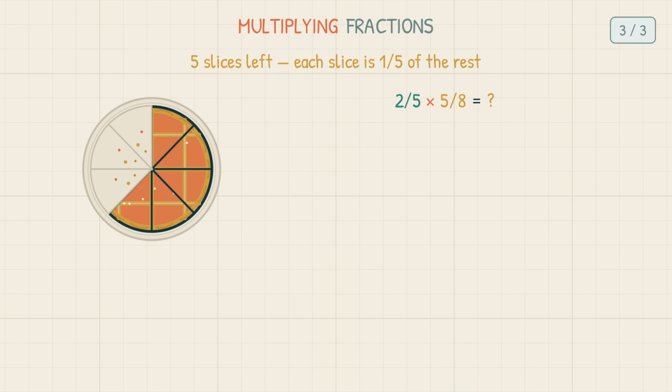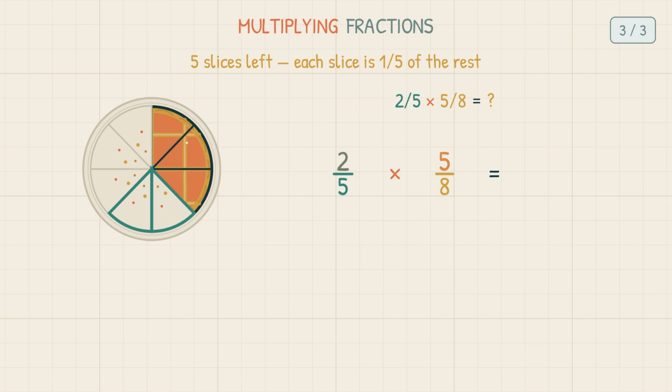And look how friendly the picture is. 5 slices left, so each slice is 1/5 of what's left. 2/5, that's simply 2 slices. There they go. Now the rule straight across.